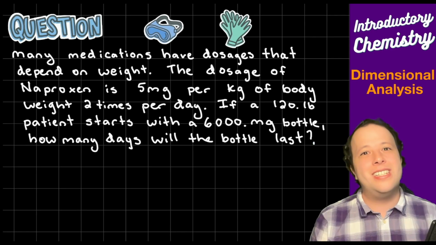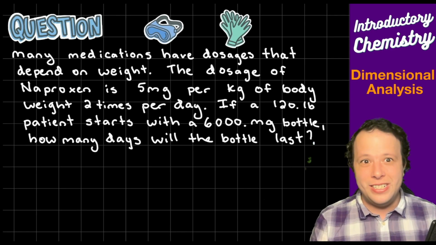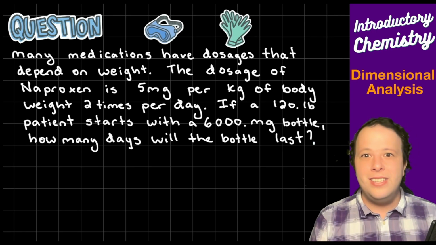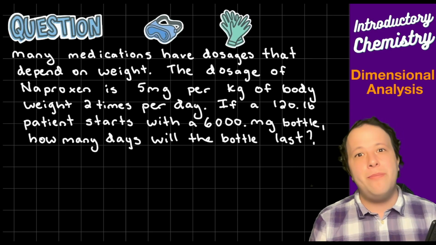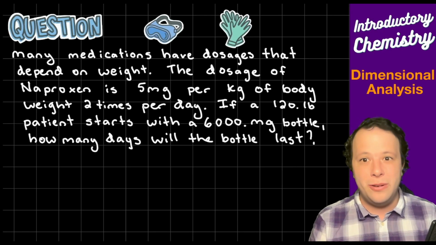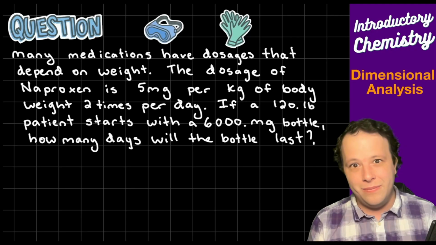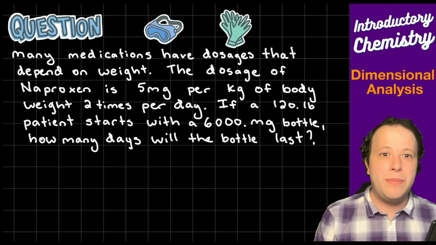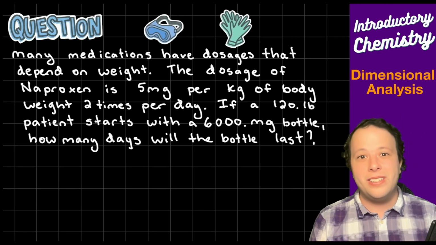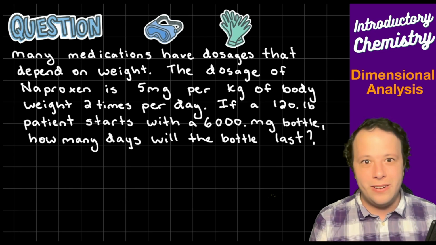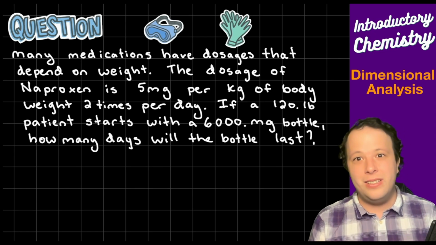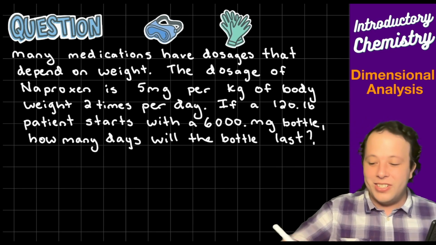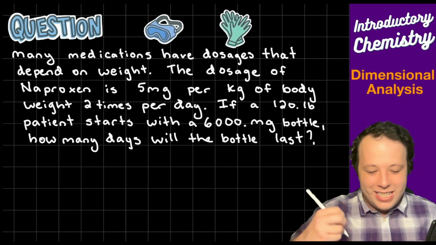So with this one, it says many medications have dosages that depend on weight. The dosage of naproxen is 5 milligrams per kilogram of body weight, 2 times per day. If a 120-pound patient starts with a 6,000 milligram bottle, how many days will the bottle last? Oh, that sounds hard and really scary. So let's look through it.